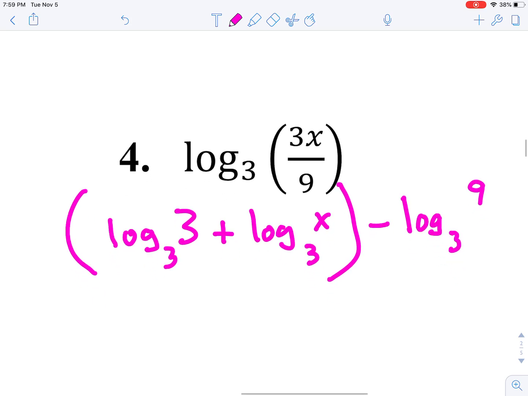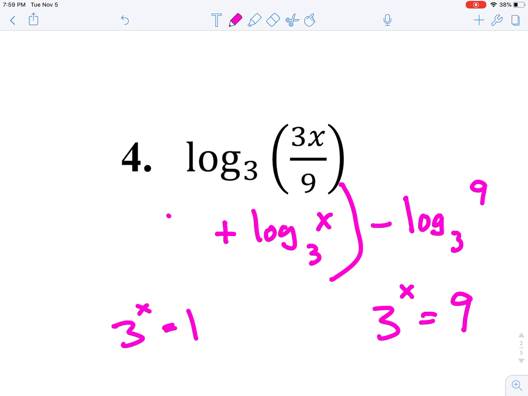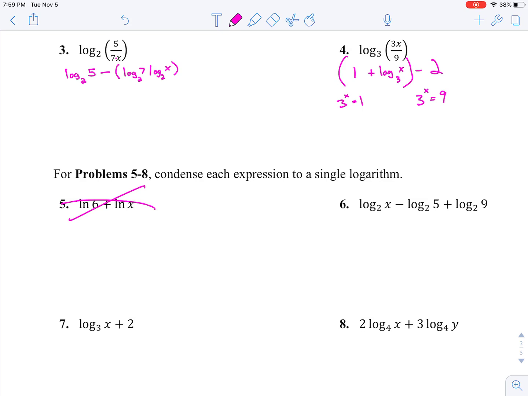You might pause the video and see if you can figure out which ones do. Log 3, 3 is equal to 1, because log 3, 3 is just 3 to what power is 3. And log 3, 9 is 3 to what power is 9. So log 3, 3, 3 to the first is 1. So log 3, 3 is actually equal to the number 1. And log 3, 9 is actually equal to the number 2. And now I have my answer. Okay, don't have to do natural log on this test, at least.